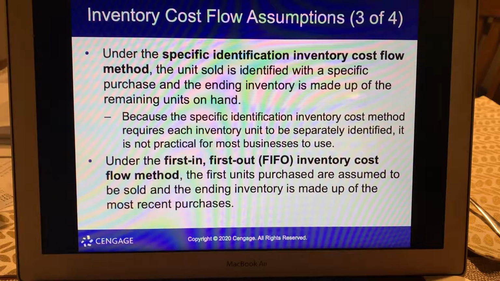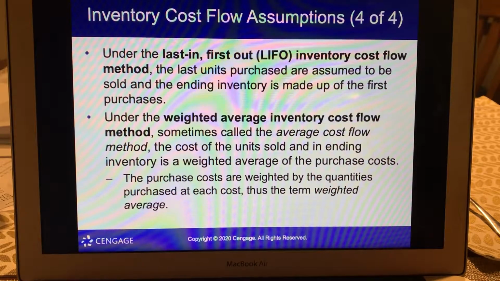Under the specific identification inventory cost flow method, the unit sold is identified with a specific purchase, and the ending inventory is made up of the remaining units on hand. Because this method requires each inventory unit to be separately identified, it is not practical for most businesses to use. Under the first in, first out, or FIFO, method, the first units purchased are assumed to be sold, and the ending inventory is made up of the most recent purchases. Under the last in, first out method, the last units purchased are assumed to be sold, and the ending inventory is made up of the first purchases.